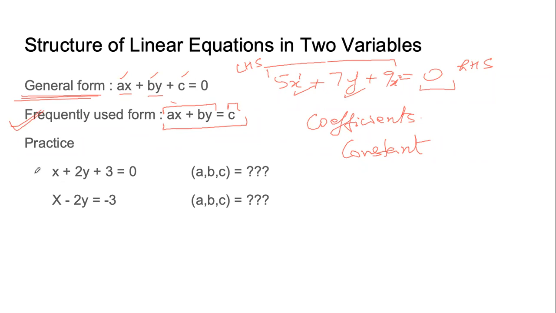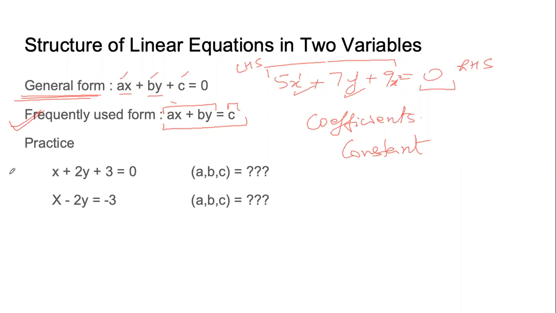General form and frequently used form. Now, what we need to understand is, what is A, what is B, what is C? That is, what are the coefficients and what are the constants? I will explain one example. I will ask you another question.